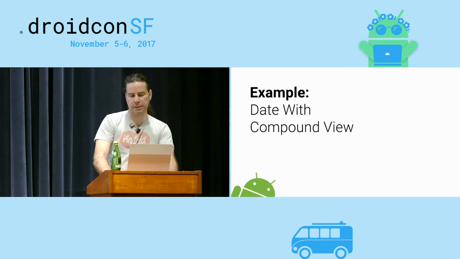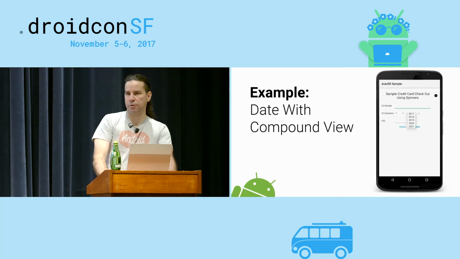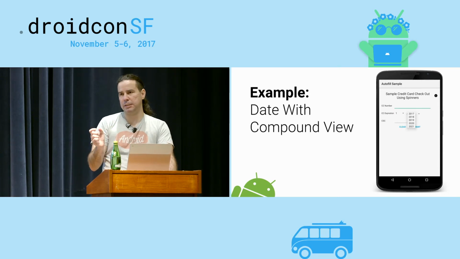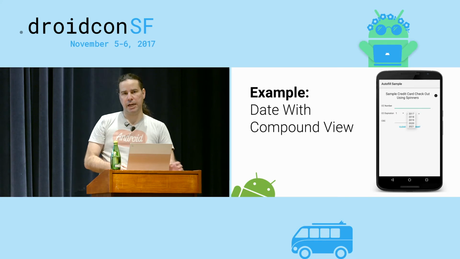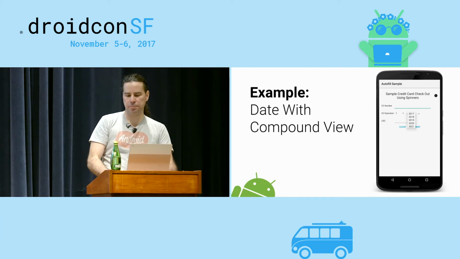Now let's take the other example, which is expiration date as a compound view. From the UI point of view, this is exactly the same UI. I have two spinners. The difference is now these two spinners are located in another view, like a layout or frame layout. But from the autofill point of view, that's the view that should be autofilled. My view is handling the state of the child views.